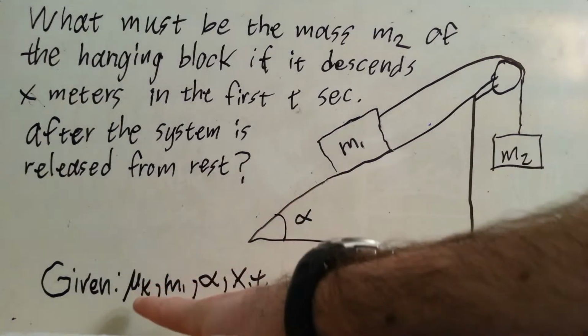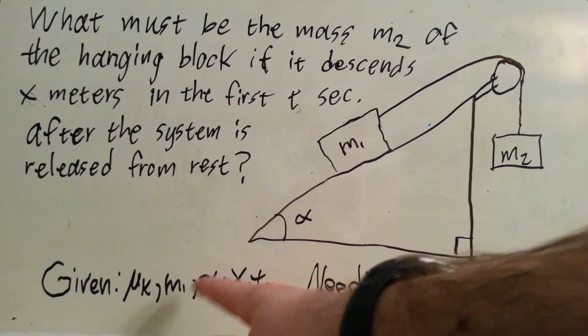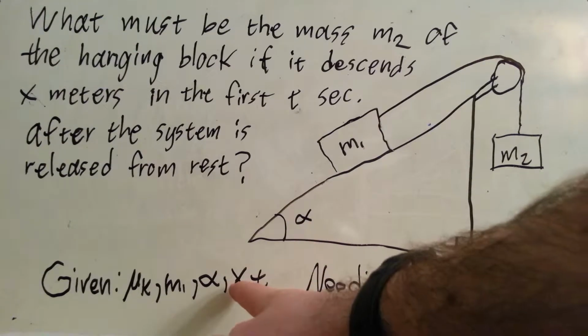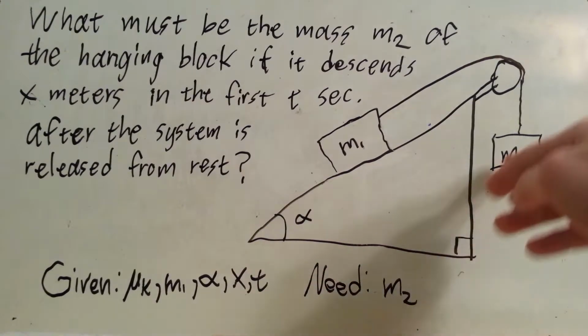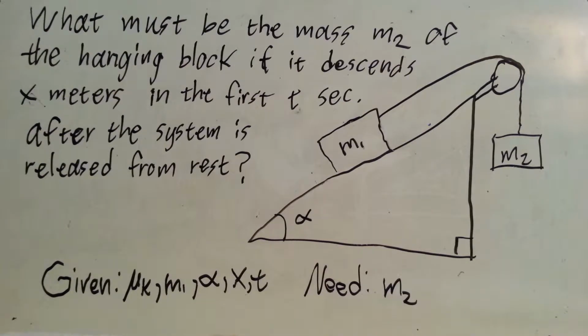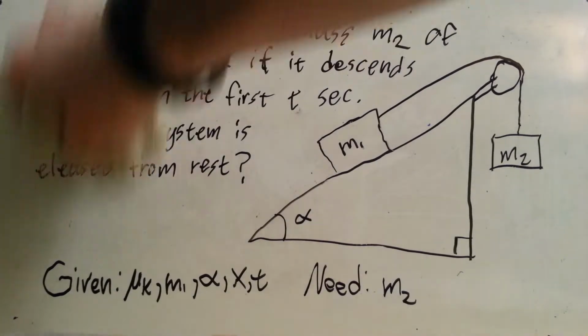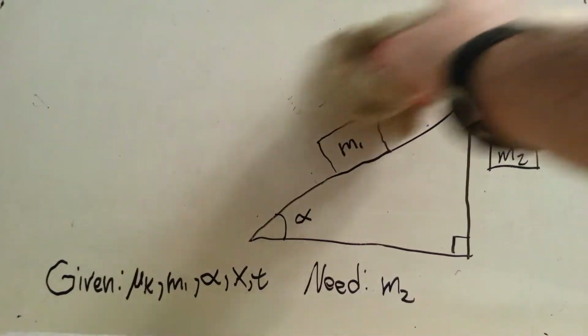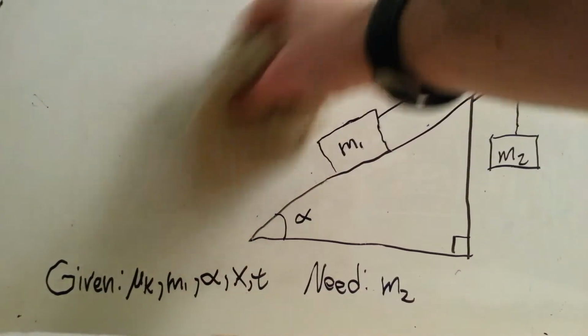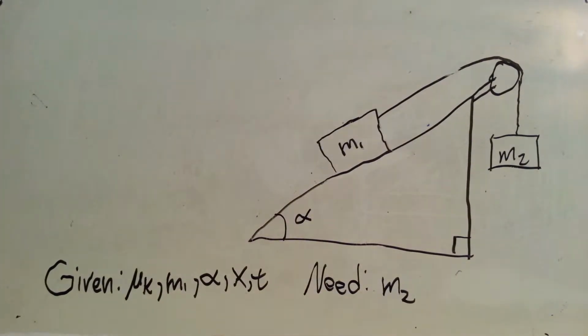Okay, so we have the coefficient of kinetic friction, we have m1, we have alpha, we have the distance x that this falls, and the amount of time t that it falls, and we need to find m2. So take a minute, just look it over, solve it if you can, and then just see how I do it. Okay, first, of course, you draw a picture.